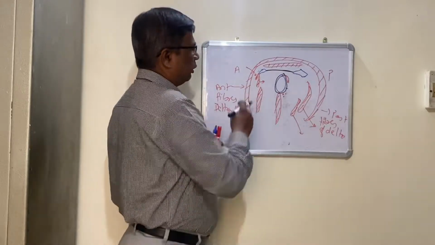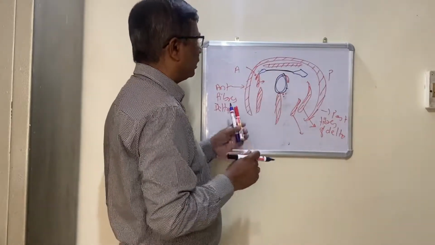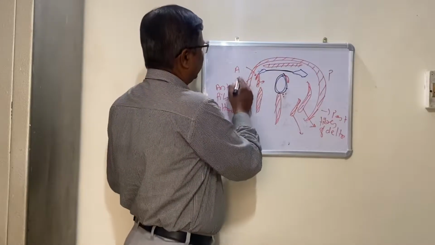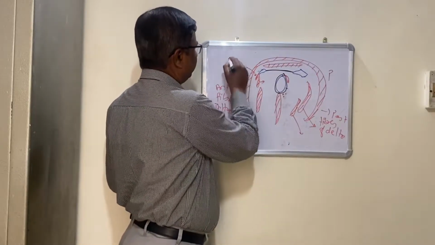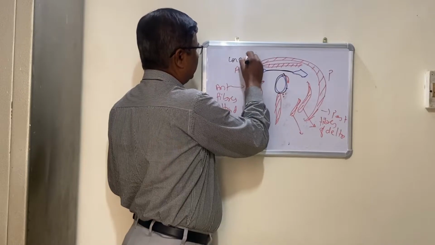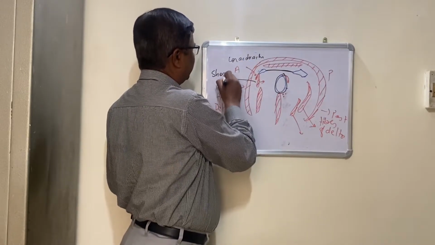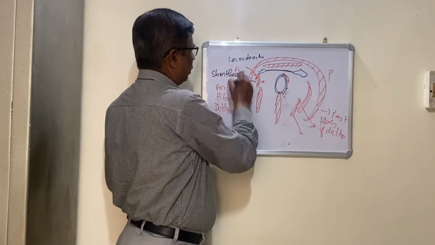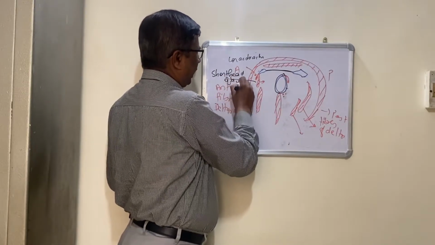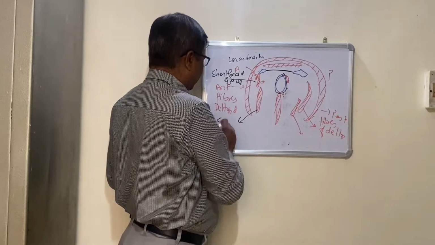Okay, so now if you draw this, understand this diagram, what are the relations of the shoulder joint? Anterior relations will be anterior fibers of deltoid, coracobrachialis and short head of biceps, and you will have what? This is subscapularis.